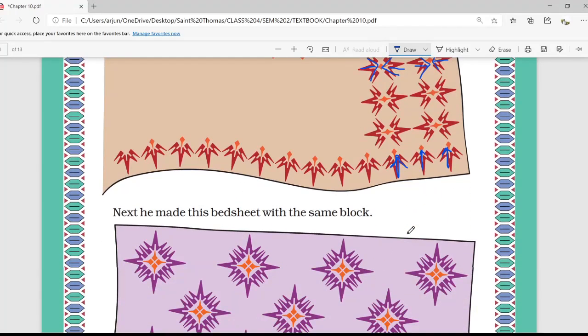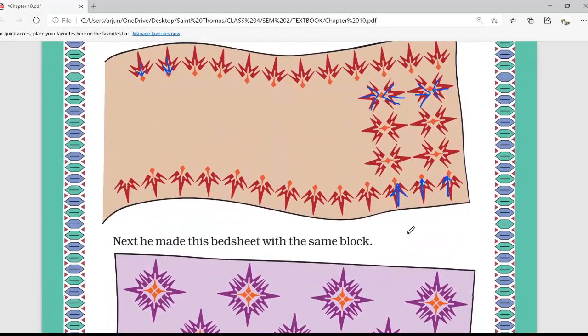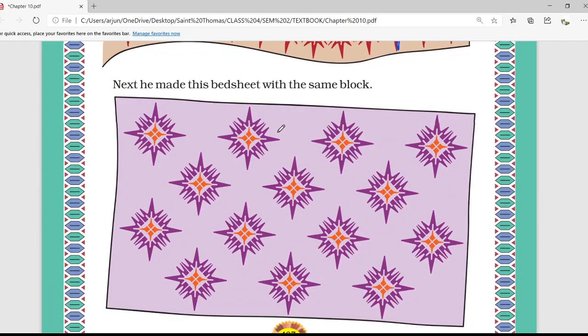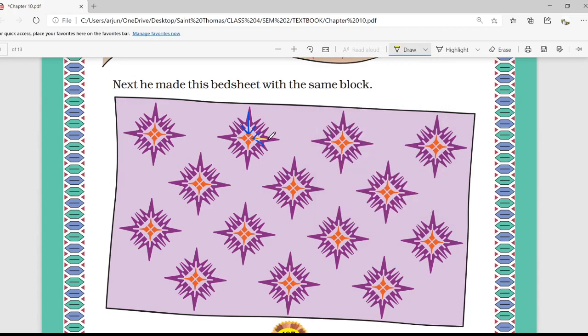Next, he made the bed sheet with the same block. Now see the difference between the sari and the bed sheet. In this, they have used this direction of the block. See, four blocks are coming to each other, pointed to each other. In this way, Tinu has made this bed sheet.